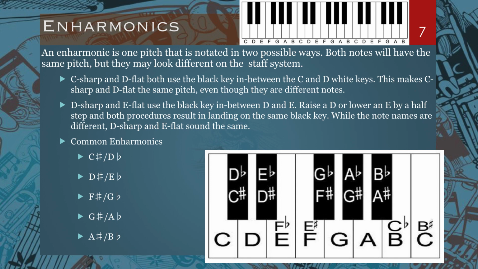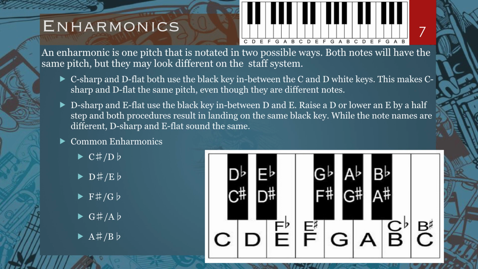So if you look at the keyboard here, you see all the possible spellings. The most common ones are the two sets of black keys where you've got D flat and C sharp on the first set, and then E flat and D sharp on the second. Then you have F sharp and G flat. They're the same pitch because they're the same key on the piano. G sharp and A flat, and A sharp and B flat. These are all going to be the same pitches. So if I say play a B flat or play an A sharp, both notes would be the same key.